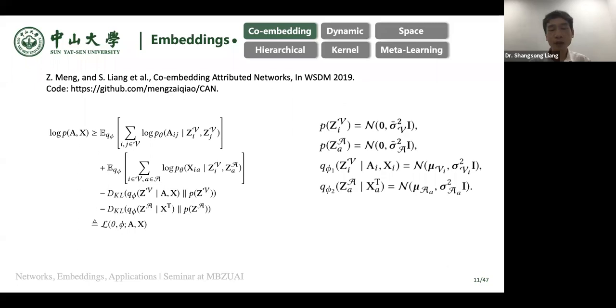To deal with the problem of co-embedding the nodes and the attributes into the same semantic space, we need to define an objective function. Here we have these objectives: the joint probability of the attribute matrix and the link matrix. We use a relational autoencoder to infer the embedding of the nodes and the attributes into the same semantic space given the attributed graph. Our assumption is that we model the embedding of nodes and attributes as a normal distribution. So we have the mean and the covariance. The covariance here is associated with the uncertainty.